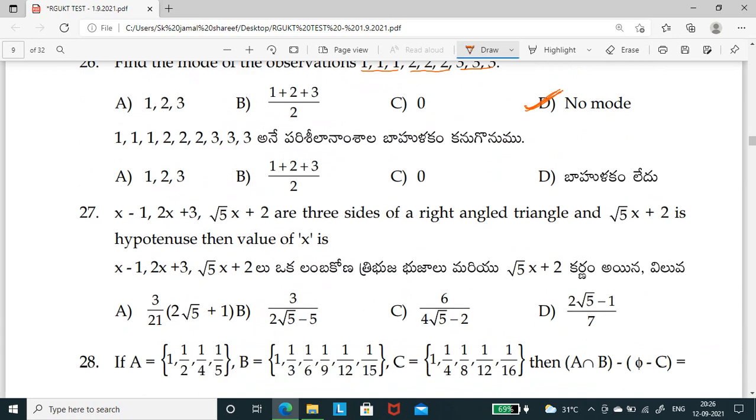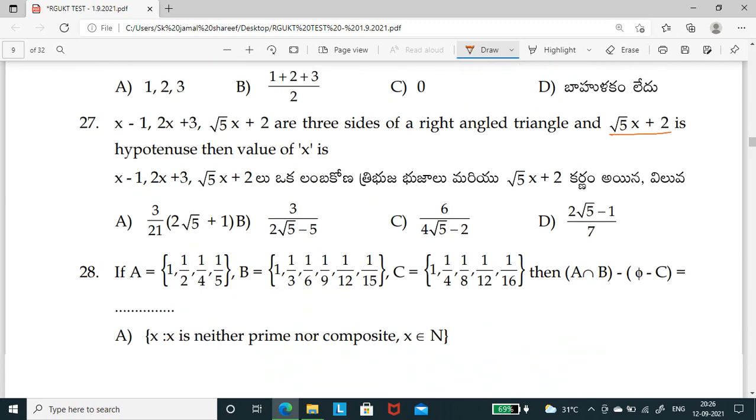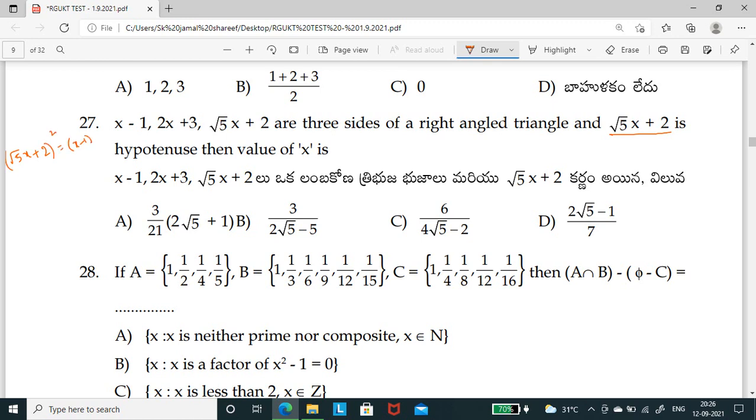Next, question number 27. x minus 1, 2x plus 3 and root 5x plus 2 are three sides of a right angle triangle, and root 5x plus 2 is the hypotenuse. Then what is the value of x he is asking. So directly we know that hypotenuse square is equal to side square plus side square. Then from this, root 5x plus 2 whole square is equal to x minus 1 whole square plus 2x plus 3 whole square.